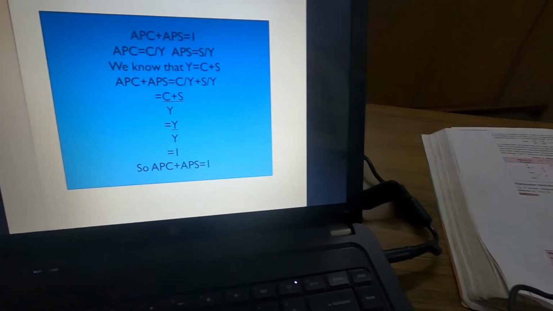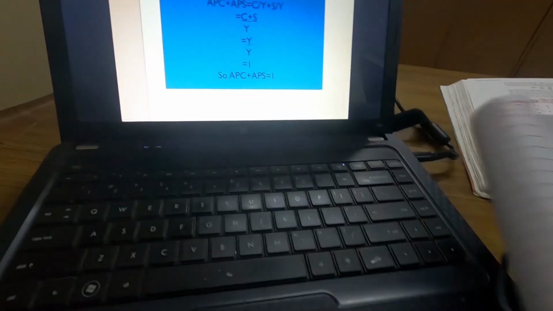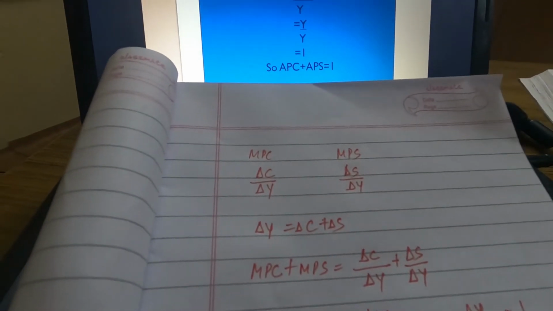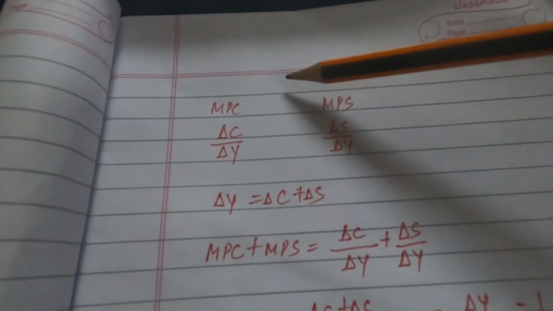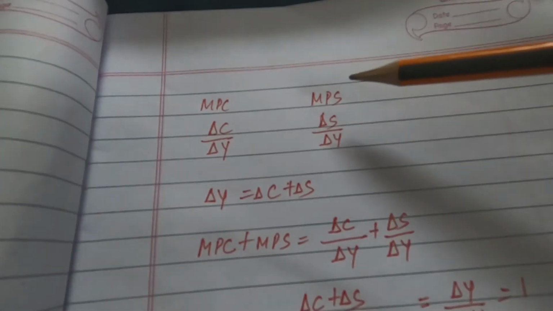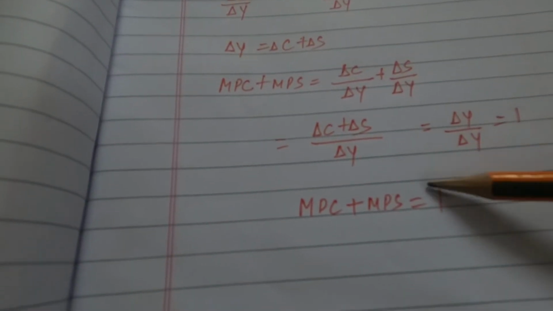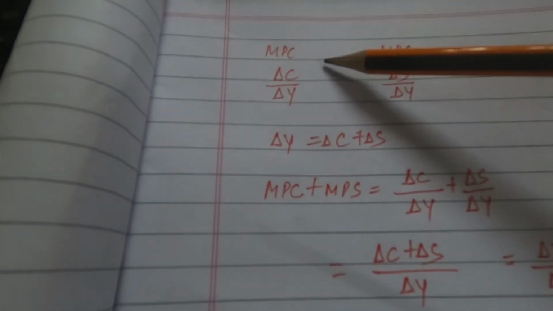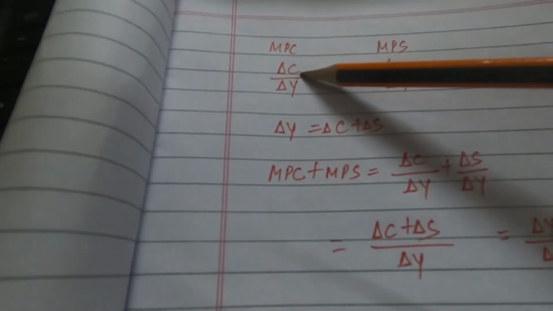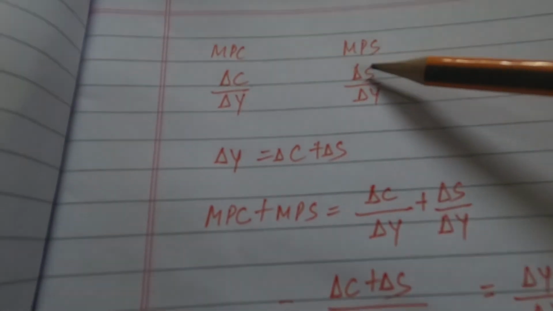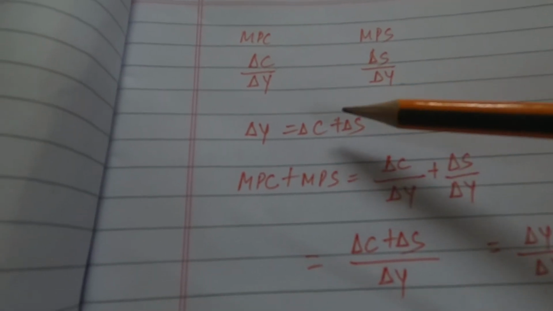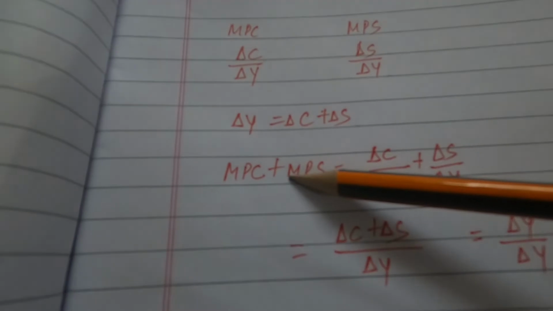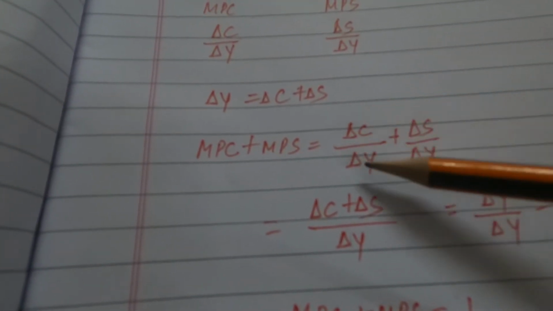Now we have the same thing for MPC and MPS. So MPC plus MPS is equal to 1 here. It is given. Now how did it come again? We know the formula of MPC, which is change in C, consumption, upon change in Y, and MPS is change in saving upon change in Y. Now income is equal to C plus S. So change in income is equal to change in C plus change in S. So MPC plus MPS is equal to this one. We can write it like this.